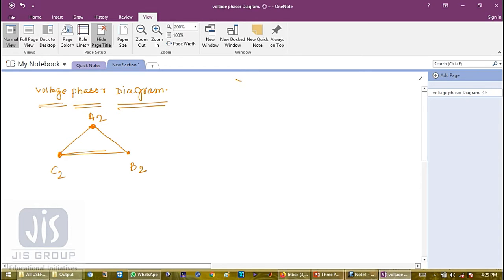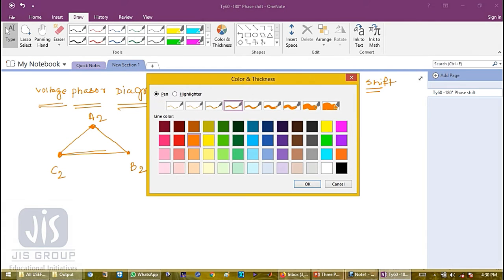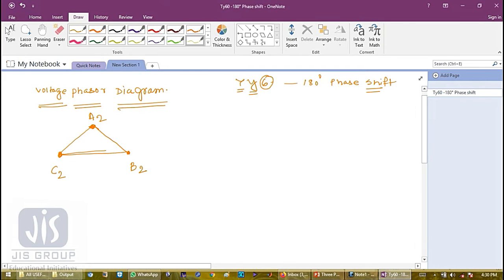Now we are concentrating on Yy6. That means high voltage is star connected, low voltage is also star connected, and the clock position is 6, that is 180-degree phase shift. Let me draw this equivalent star also. Just wait, give me a few minutes.